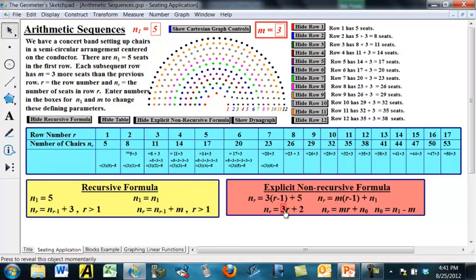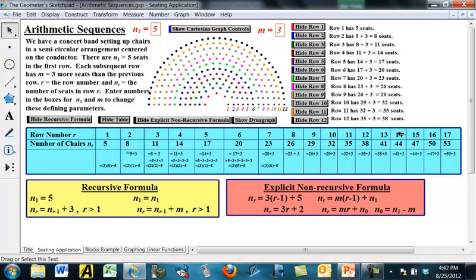Put in 1. 3 times 1 is 3, plus 2 is 5. Put in, let's skip over here, 8. 3 times 8 is 24, plus 2 is 26. Put in 100. 3 times 100 plus 2 is 302. Now we can easily find what's in the 100th row or the 1000th row, and we don't have to figure out every output along the way.